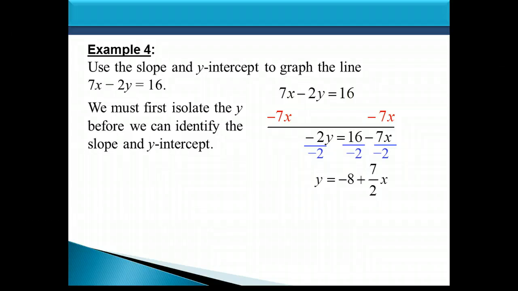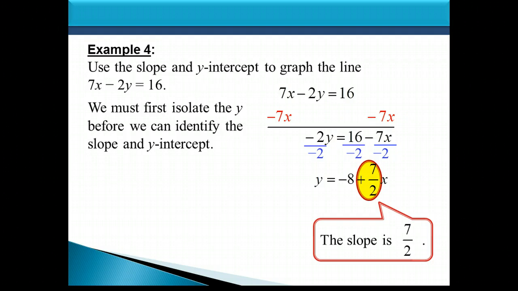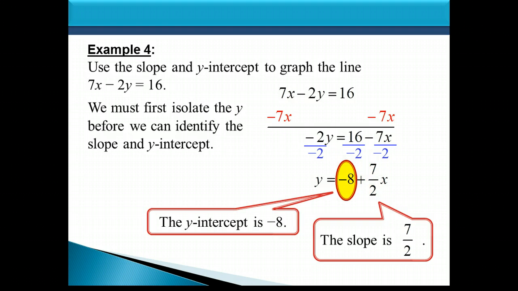So now you should be able to identify the slope and the y-intercept. Remember, the slope is the coefficient on the x, so that would be 7/2. And the y-intercept will be the constant, so the y-intercept is negative 8. Now we can use these two pieces of information to graph our line.